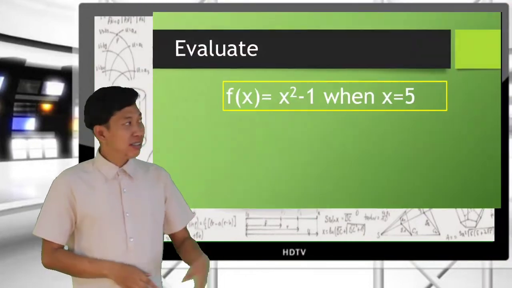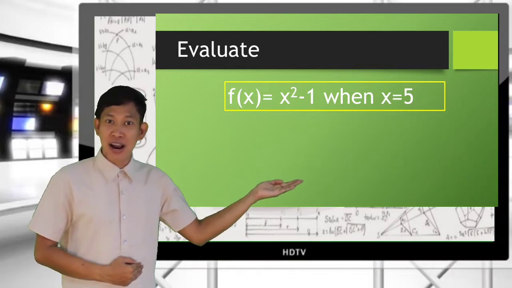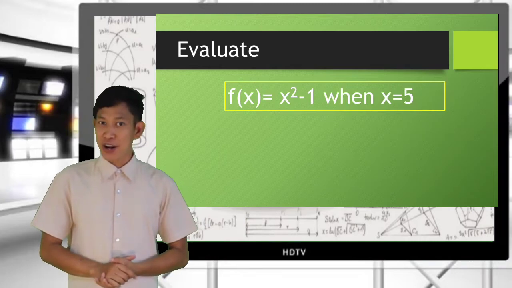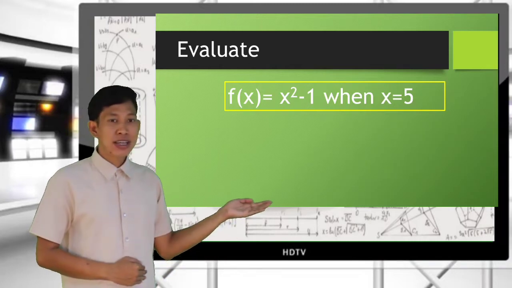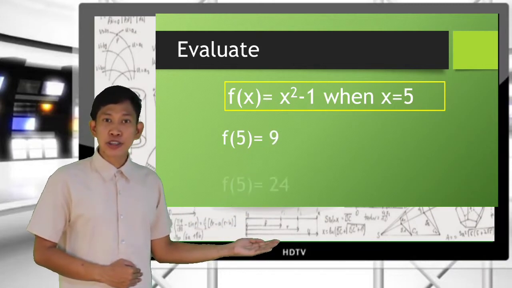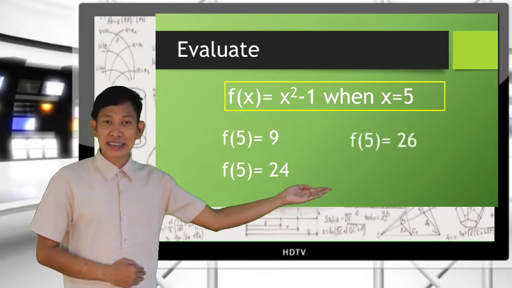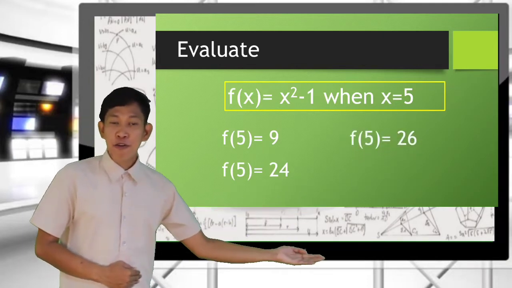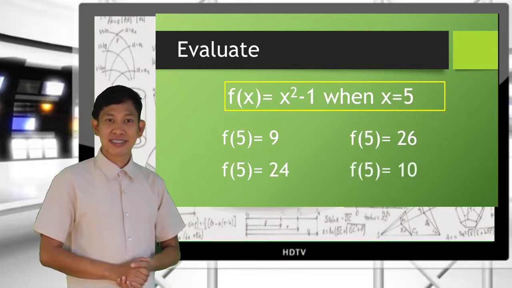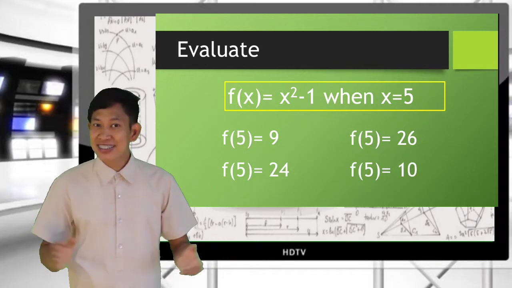So evaluate f of x is equal to x squared minus 1 when x is equal to 5. Choices: f of 5 is equal to 9. F of 5 is equal to 24. F of 5 is equal to 26. And f of 5 is equal to 10. So what's your answer?